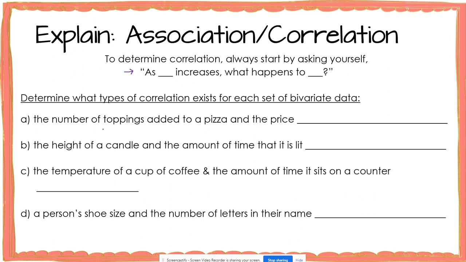So A says the number of toppings added to a pizza and the price. So I would start with, as the number of toppings added to a pizza increases, what happens to the price? Well, the more toppings you put on a pizza, the higher the price is going to be. So because of that, I would say that this has positive association or positive correlation.